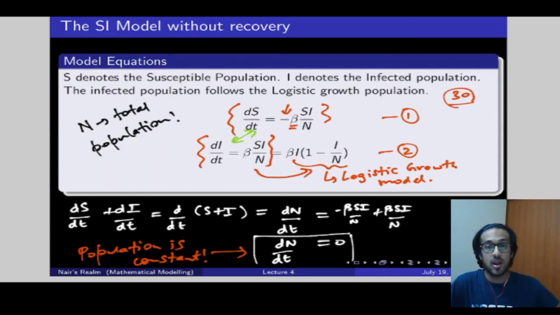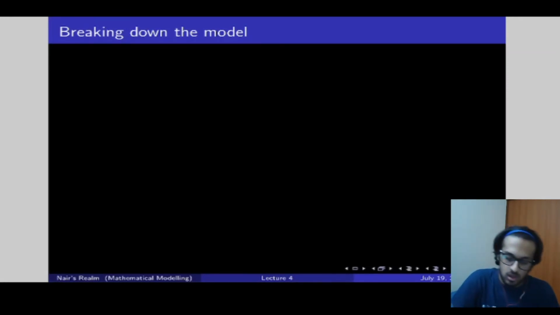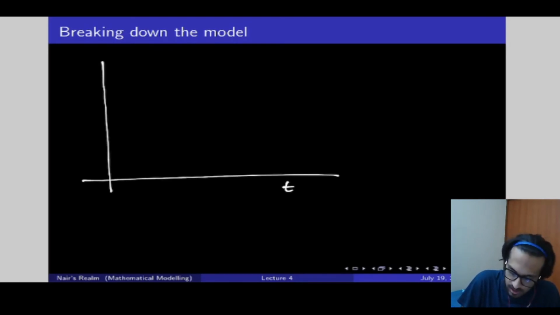So it's important to understand how the model works and what the essence of the model is, because that way you'll be able to implement it for different diseases or even other applications, which I'll talk about soon. Now, breaking down the model, we already did that. We essentially spoke about how the population is constant, which was our assumption, and stuff like that.